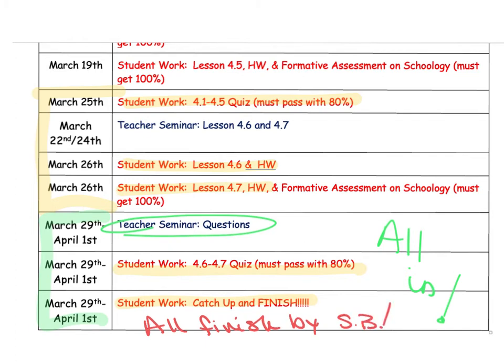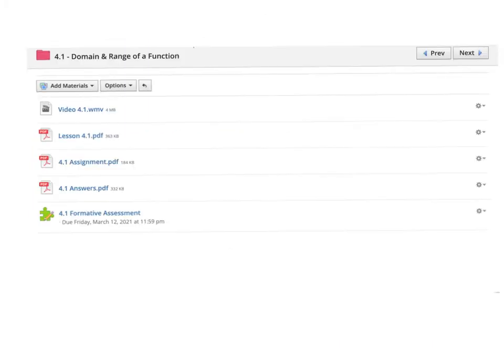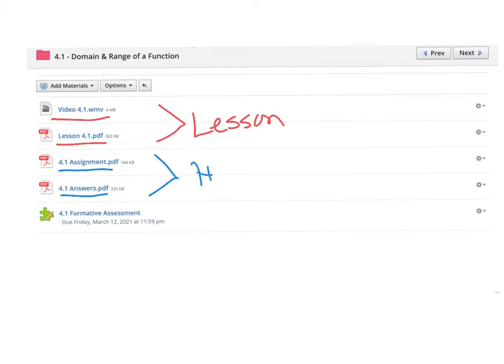Okay, all finished. So let's take a look at each one of the folders. We're going to start with 4.1, and this is how each folder is going to be set up. This is our video, the lesson that I did in the video. So these two together are the lesson. Then we have the homework. This one is your assignment, and this one is the answers. I would recommend doing the assignment first and then checking your answers.